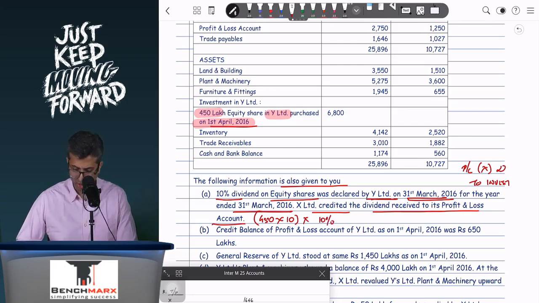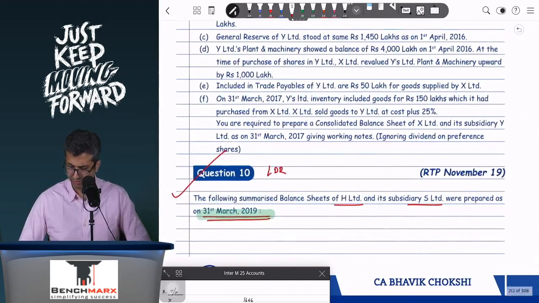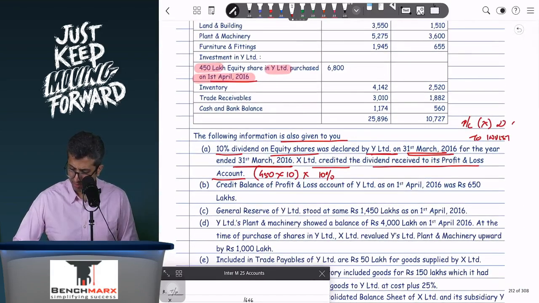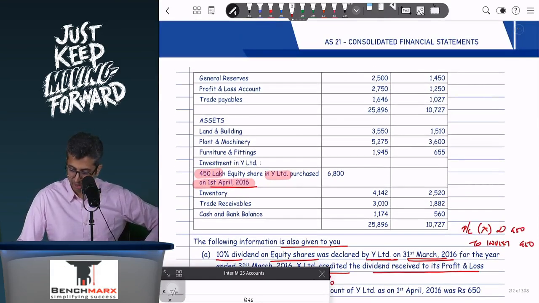Or you can take the total dividend, which is 600 into 10%, into 75%, 450, that is right. So over here, P&L account debit to investment, this is 450 at each of these levels. So ultimately, from this, you will subtract the 450 in your working note number 1, and in your investment, you will subtract this 450 from your working note 2.